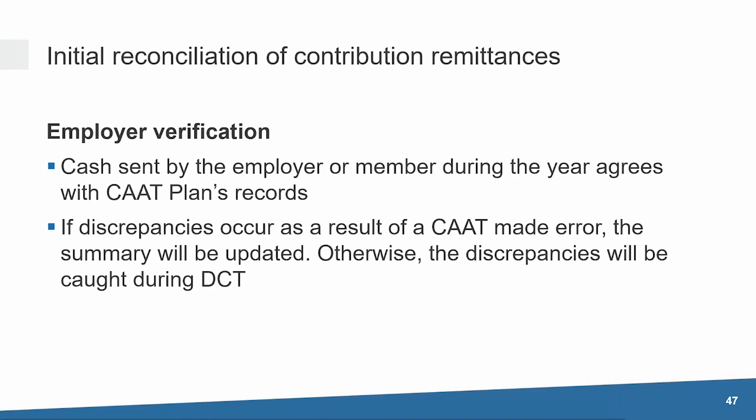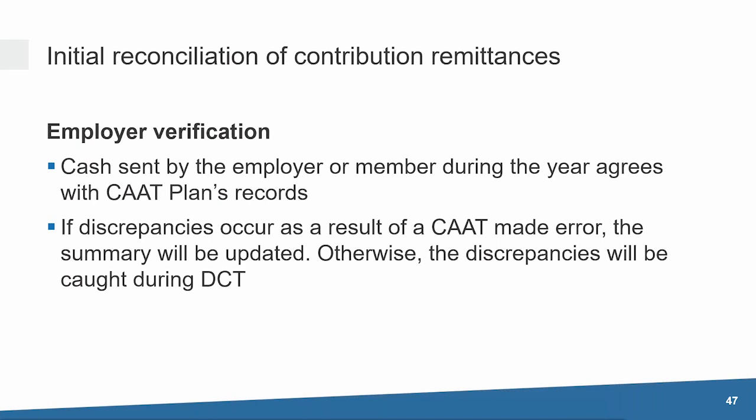In summary, the key verification item would be to confirm that cash sent by the employer during the year agrees with CAT plan's records, and the type of contributions are accurately reported. If any corrections are required, please send them to me directly by email. My contact information will be provided on the last slide of this presentation.